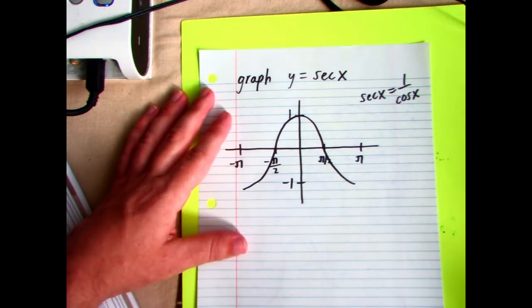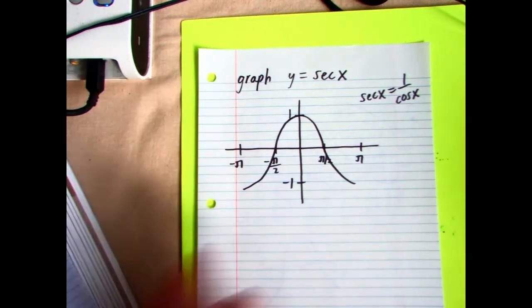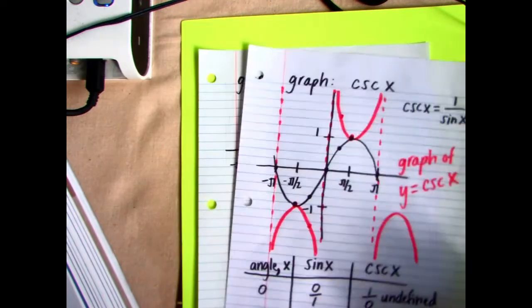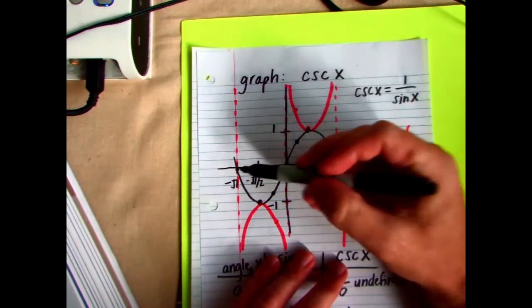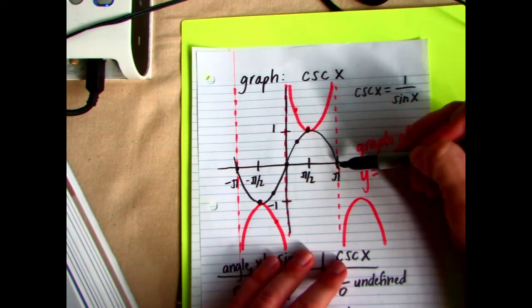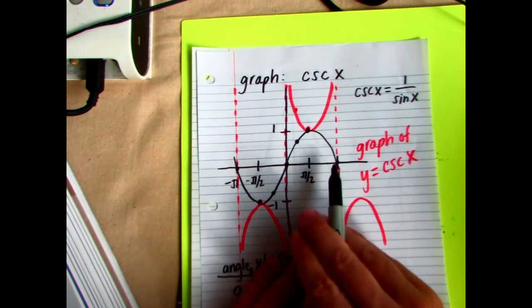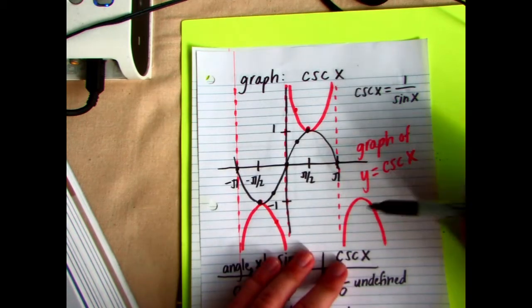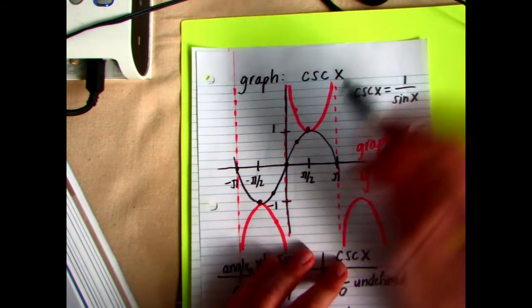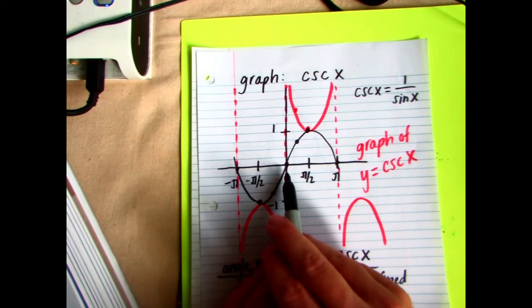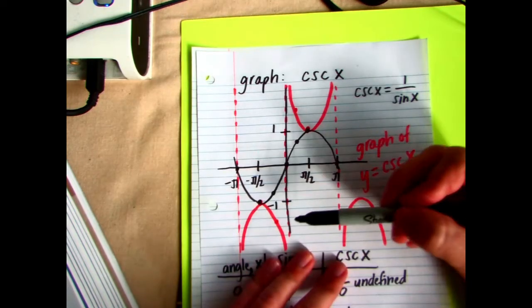The point 0, 1 is on that graph. Kind of at the top of my first hump there. So think about where these vertical asymptotes exist. They exist when the sine and cosine graphs equal 0.